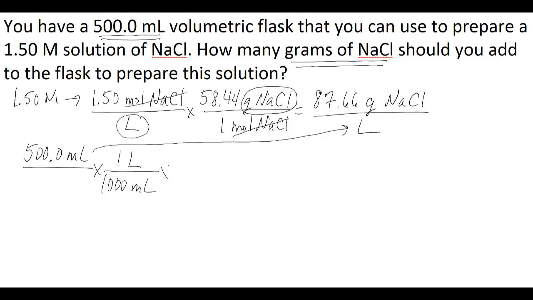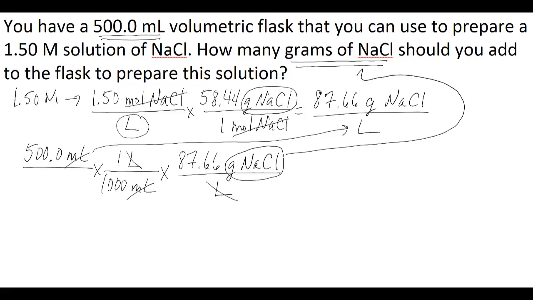And now you can just multiply by the 87.66 grams of sodium chloride per liter. Because when you do that, liters will cancel out, milliliters will cancel out, and you'll be left with grams of sodium chloride, which is what you want to solve for in this problem. So when you do that, you'll get 43.8 grams of sodium chloride.